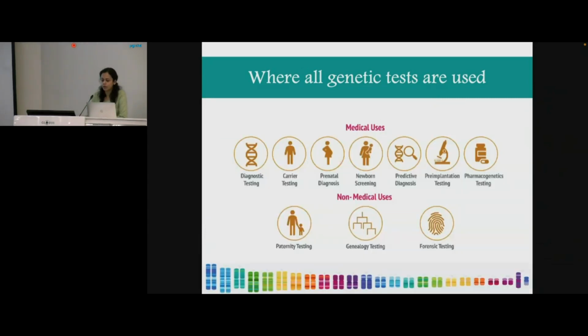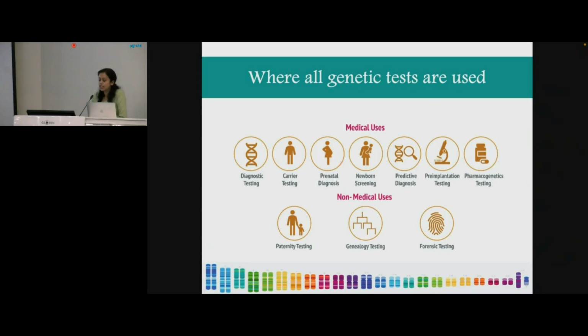I'm sure you must all know about the different types of genetic testing, and broadly they can be divided into two categories. The first is medical uses and the second is non-medical uses. In the medical uses, the first kind of test which comes to mind is diagnostic testing. In this type of testing, either we confirm a disease or we rule out a disease. Now, once you have identified a genetic defect in a clinical setting, we can use this information to go ahead with carrier testing.